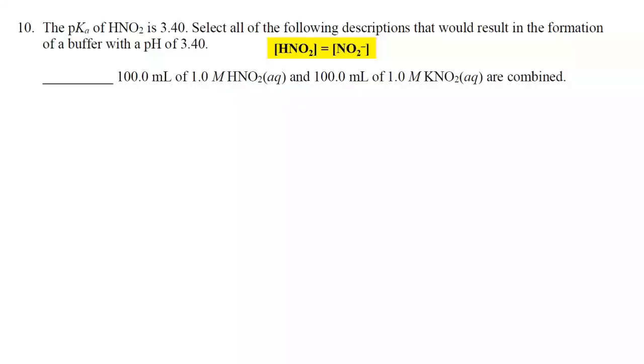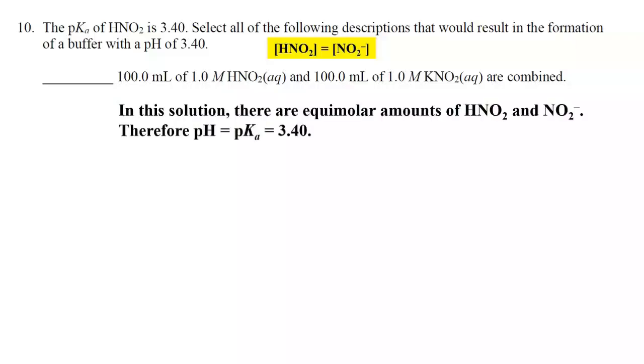In our first description, we have 100 milliliters of 1.0 molar nitrous acid combined with 100 milliliters of 1.0 molar potassium nitrite. So that means if we have equal volumes and the same concentration, one of the solutions contains HNO2, the other solution contains NO2-. So yes, this would result in a buffer solution where there are equimolar amounts of HNO2, the weak acid, and NO2-, the conjugate base, so the pH would be equal to the pKa, which is 3.40.